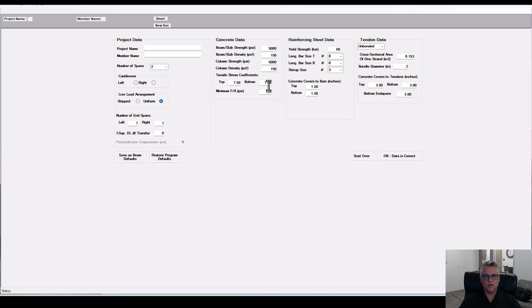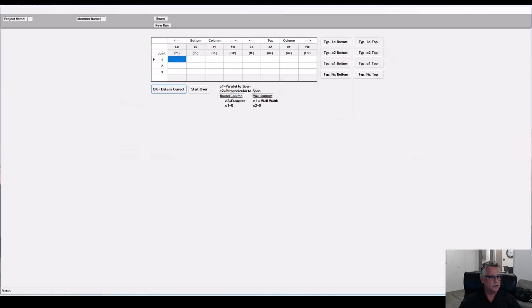5,000 PSI concrete, limited both the top and bottom stresses to 7.5 square root f'c. In reality, we set this to 9 on the bottom in our designs, but we're in the academic world now, so we're just keeping the uncracked concrete top and bottom. In this example, we used number 8s top and bottom, and number 3 stirrups. So this is all the setup that we had used in the hand calculations.